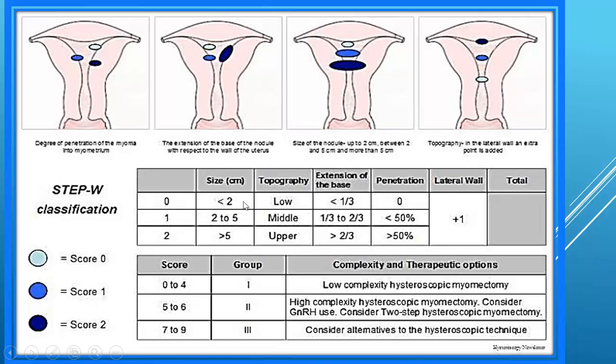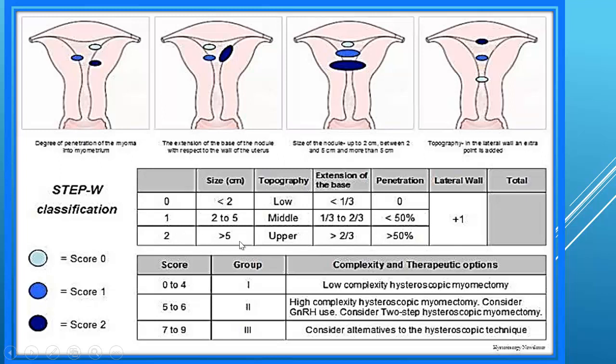In stage 0, if the size less than 2 centimeters, if the topography is low, if the extension of the base less than 1/3 for this fibroid, 0 penetration in the wall, so this is stage 0. دي تفصيل يعني this is more specification of the criteria of the fibroids. Stage 1, from 2 to 5 centimeters in the middle of the uterus, attachment to the base of the uterus from 1/3 to 2/3, and less than 50% penetration in the uterine wall.